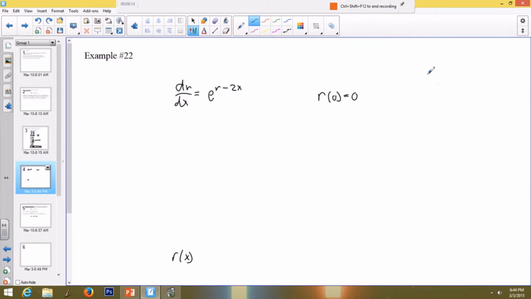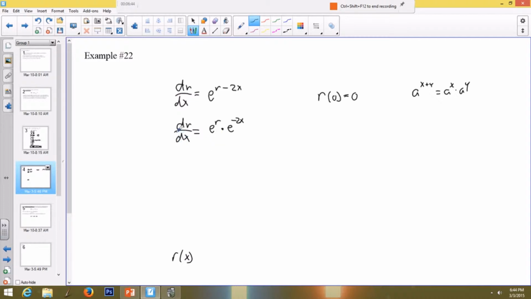And when we remember that property of exponents, if you have a to the x plus y, you can separate that into a to the x times a to the y. That's pretty simple. So what I could do is take this dr over dx and say that that is equal to e to the r times e to the negative 2x. And now I've kind of already separated them, which is kind of groovy.